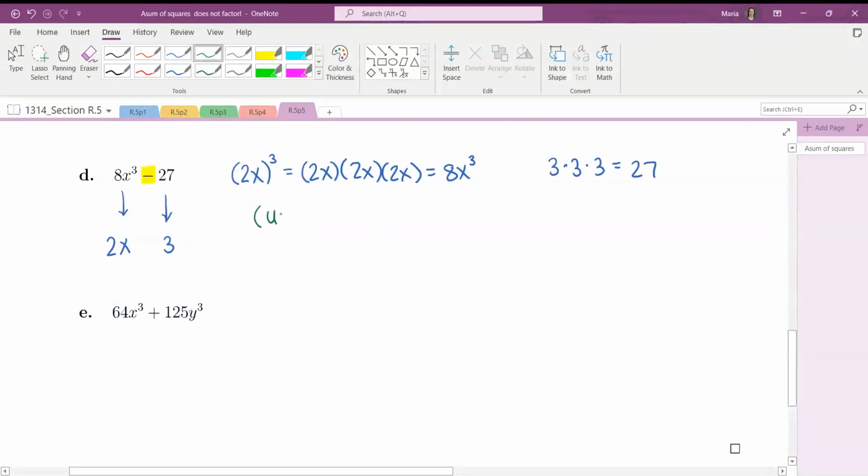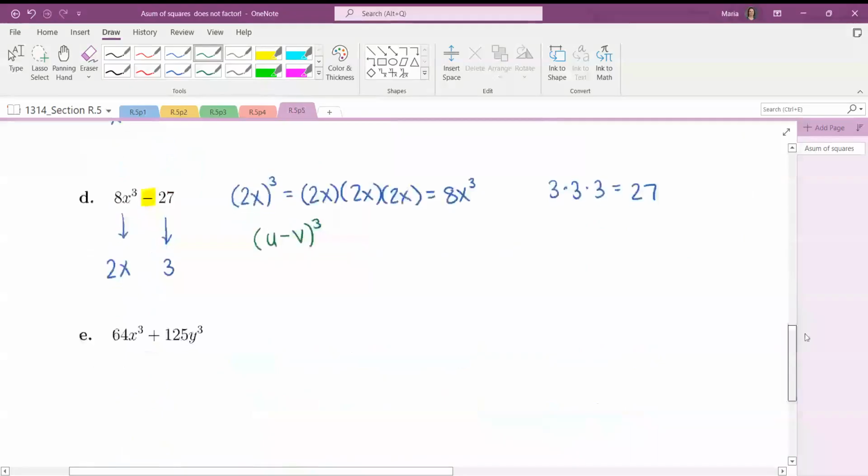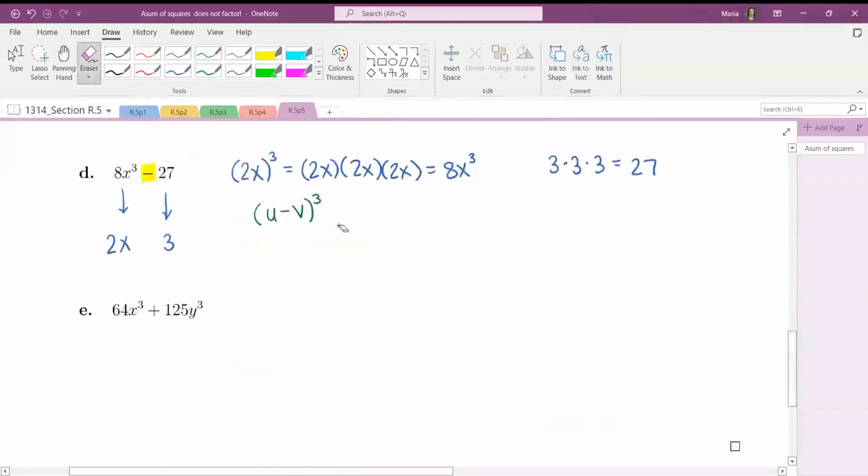We are told that u cubed minus v cubed is equal to, your first factor is going to be u minus v, and then the second factor is going to be: you're going to take your u and square it, and you're going to take your v and square it.